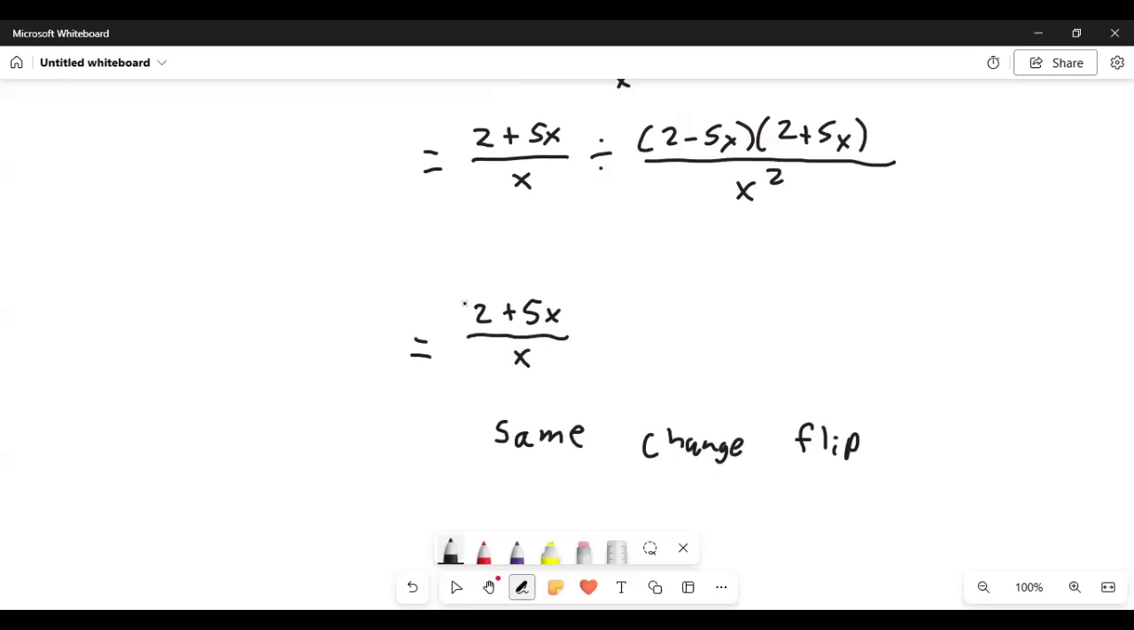If you want to put the 2 plus 5x in parentheses to indicate that it is one factor, a thing unto itself, you can do so. Division changes into multiplication, and the second fraction gets flipped, or you take its reciprocal.